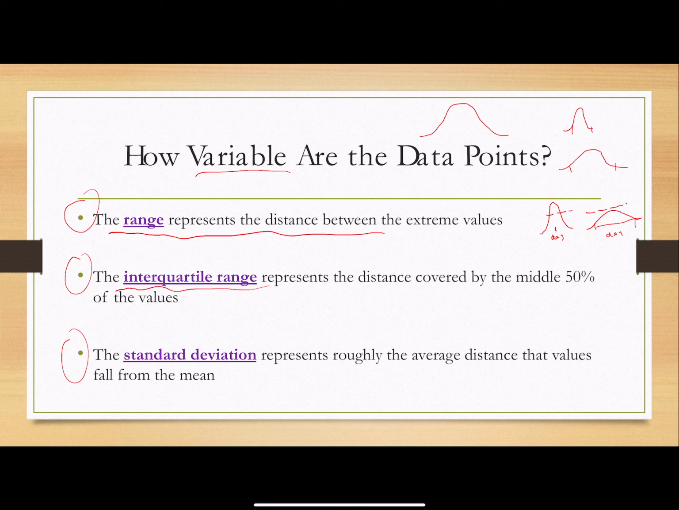And finally, the standard deviation. This is the one that mathematically is the nicest to use. It makes things work out well, but it's the hardest to calculate. I don't think we're ever going to calculate this by hand. It's just a gigantic pain, but it is the most mathematically used one, I would say.